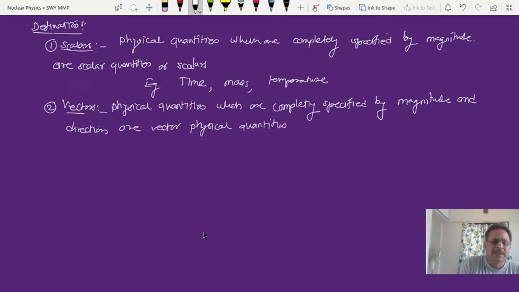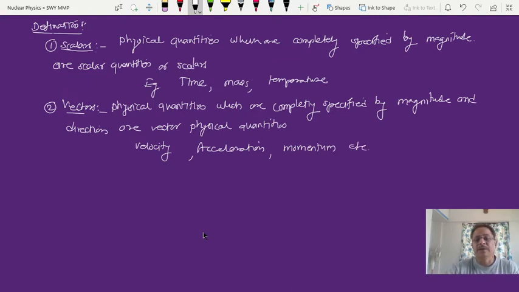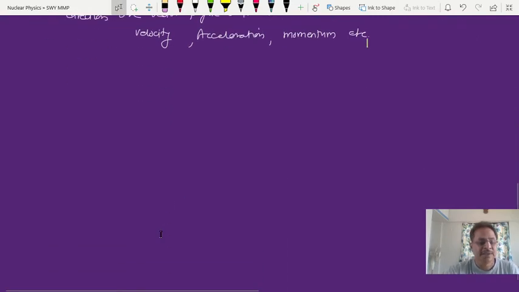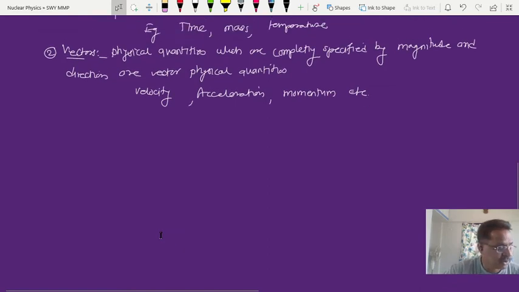So as I said, there can be several examples: velocity, acceleration, momentum, etc. Every physical quantity has a different symbol, as we know. This is one way of defining vectors and scalars. Once we go through these definitions, now we'll go for certain other attributes.